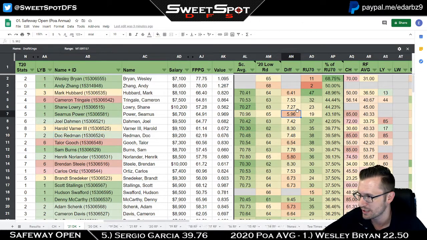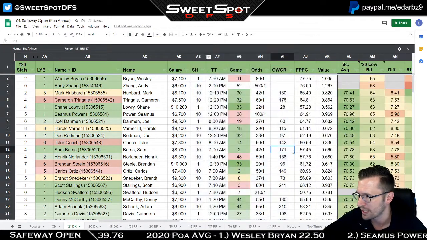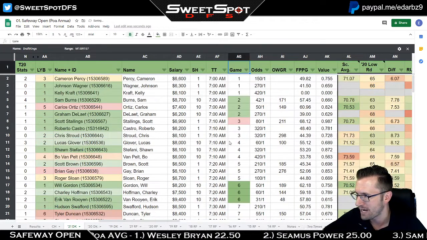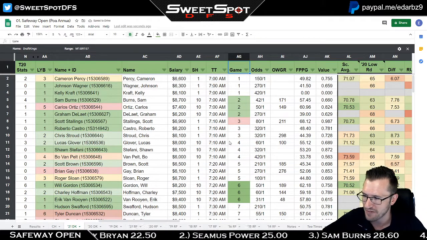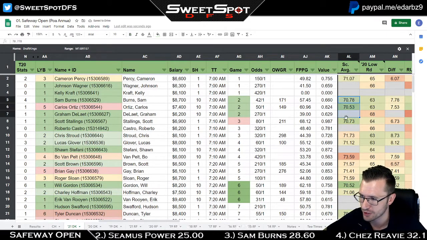But yeah, that is going to conclude the scoring average. What I'm going to get into now are my favorite pairings. My favorite pairings are based off of their scoring average.